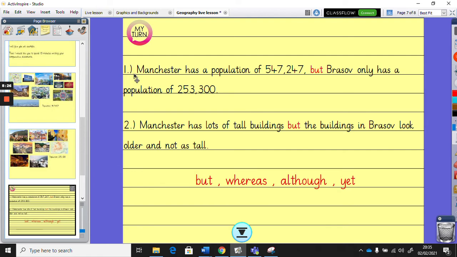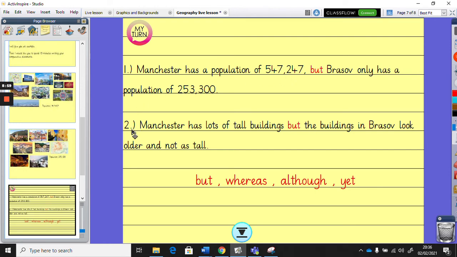My first statement: Manchester has a population of 547,247, but Brasov only has a population of 253,300. Notice when you do big numbers, we haven't actually done hundreds of thousands numbers, and when you get to year 5 and 6 you will, you put a comma in between. Okay, that's because you say the number and you pause in the middle. Don't worry too much about that today, but if you were curious, that's why.